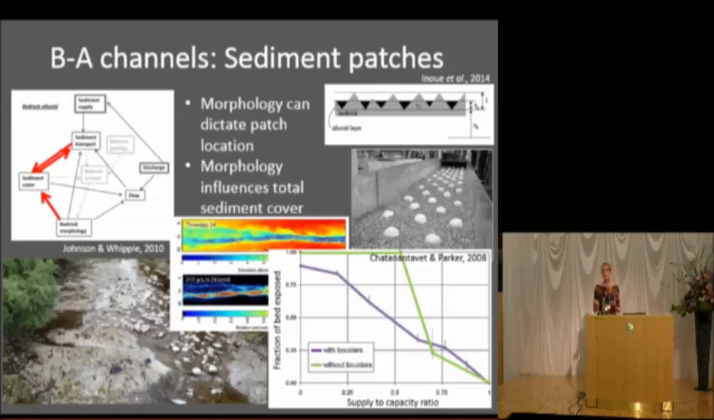But some other work, both theoretical and modeling work, has shown that even smaller irregularities on the bed also affect the way in which sediment cover develops. Again, in the flume experiments of Chatanantavet and Parker, they found that if they put boulders on the bed, instead of this very rapid transition between full bed exposure and full bed cover, they get a more linear transition like this one here. That's because of the influence of the boulders on the flow, creating wake zones in which sediment patches can start to develop. And then Inoue et al. have also tried to use this to develop a relationship between sediment flux and sediment cover.